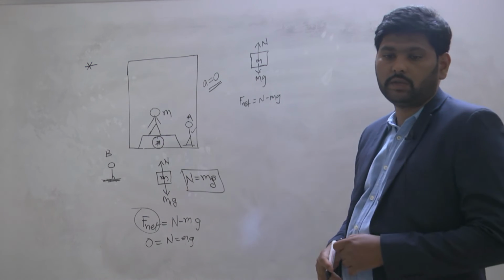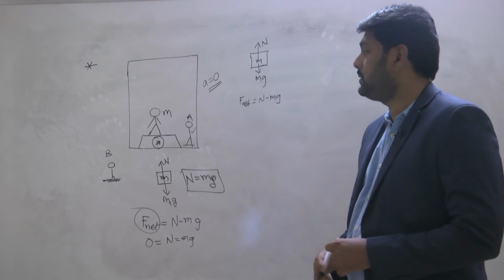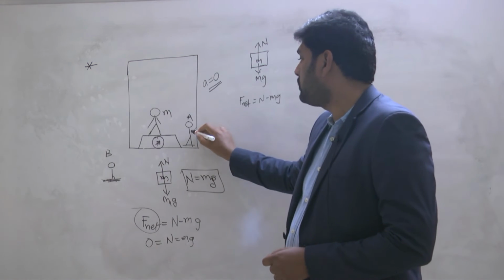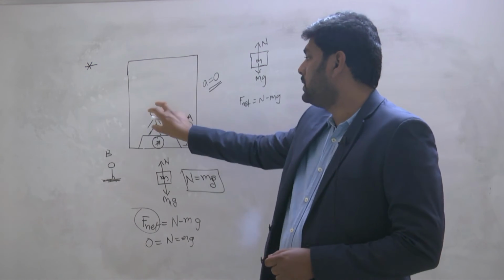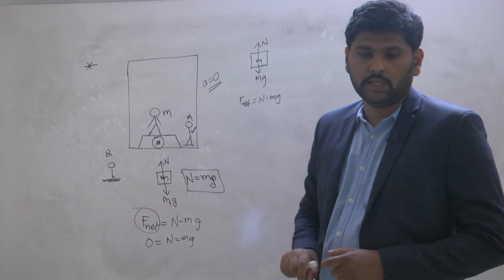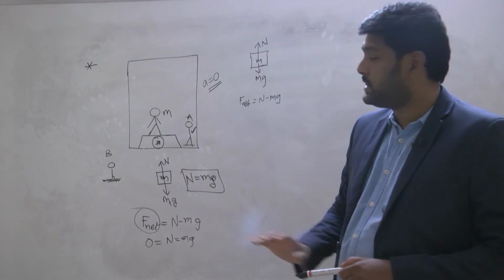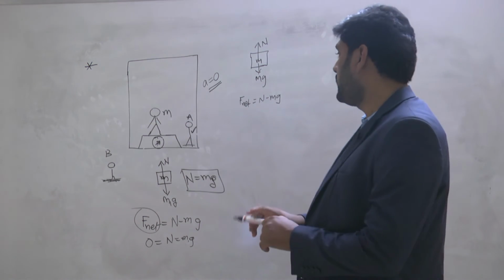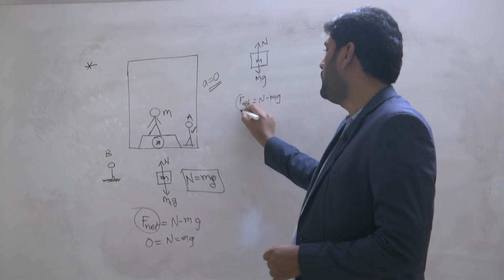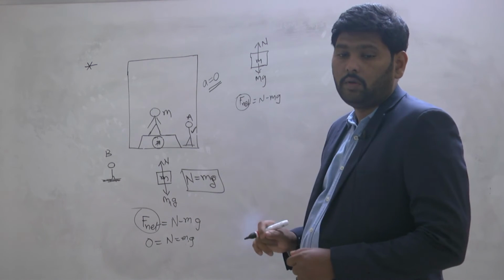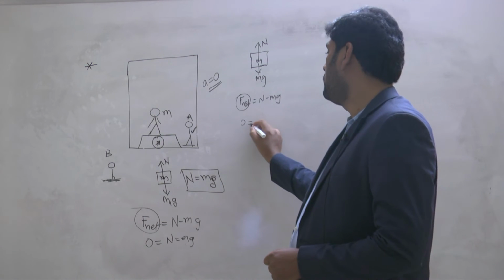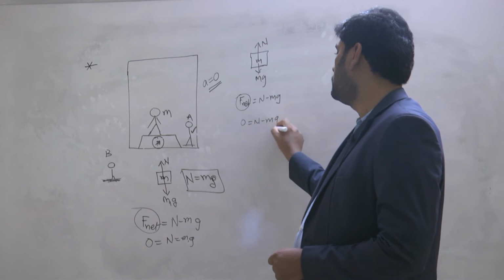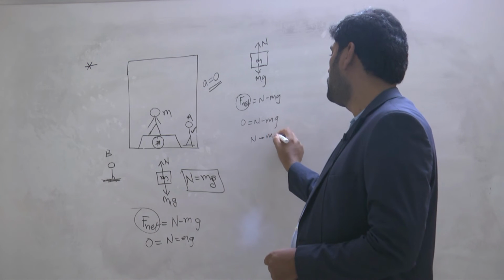Understand? F net is equal to what? N minus mg. With respect to this person A also, this man is at rest. He is not moving anywhere. With respect to this person also, the man is at rest, not moving anywhere. Since F net acting on the body is 0, 0 is equal to N minus mg, from here N is equal to mg.